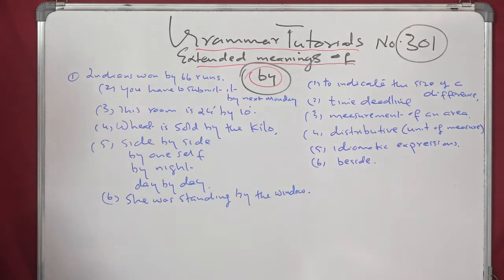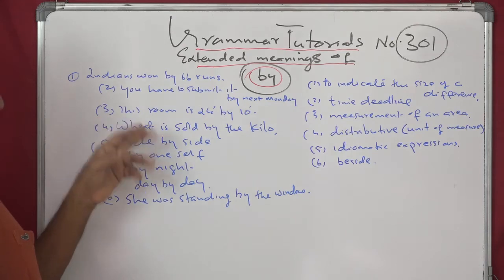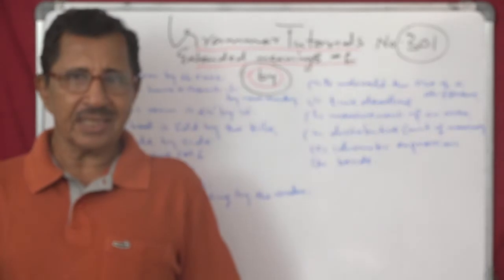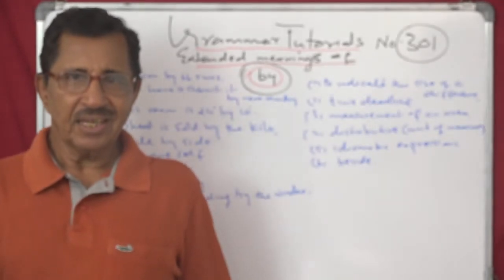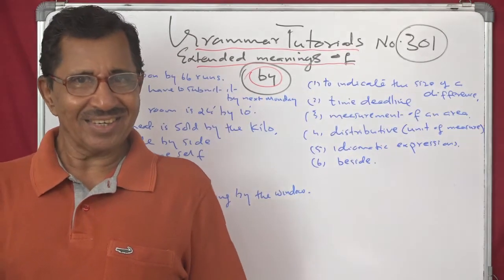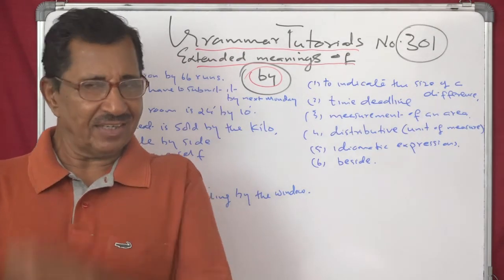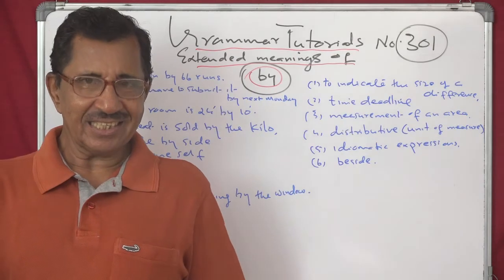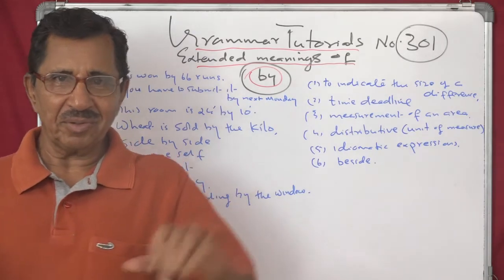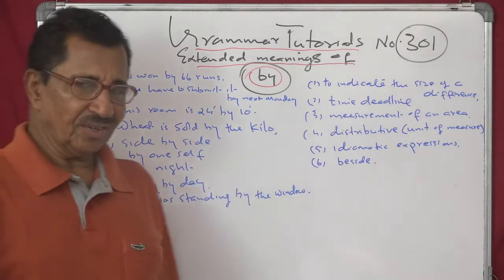Yes. Next, the third one: measurement of an area. We say this room is 24 by 10. That room is 10 by 10. I want to build a house 1000 by 1000. Or this theatre is 500 by 500. This structure is very narrow because it is 50 by 2. This is measurement with "by".